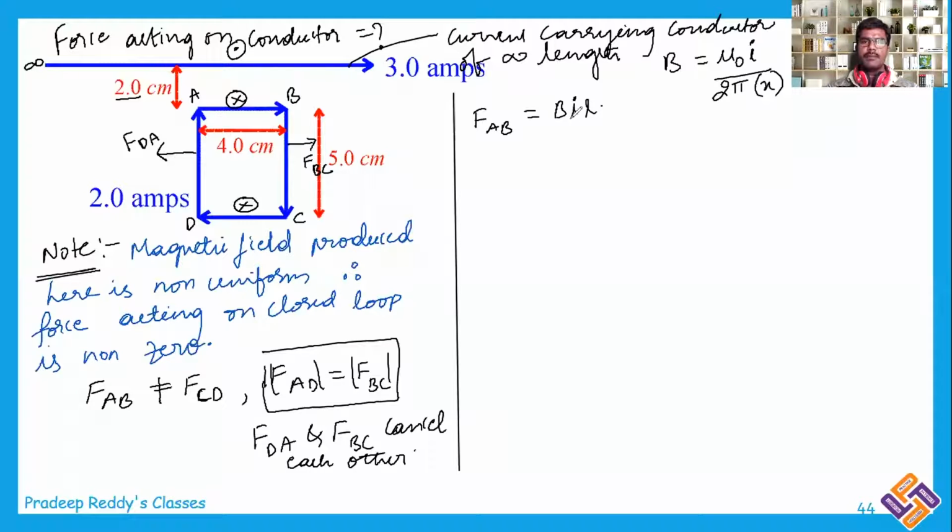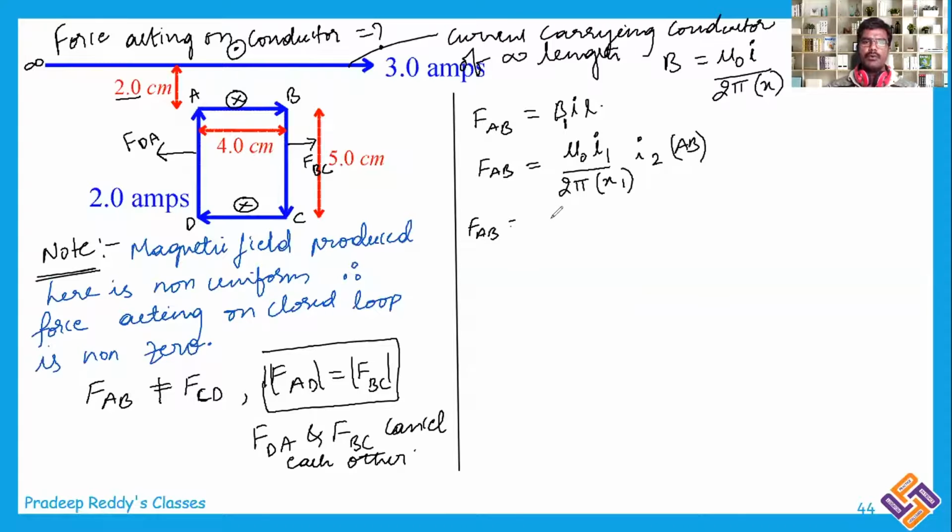Now, what is the magnetic field B? The magnetic field here, I name it as B1, is equal to mu naught I1 divided by 2 pi x1, into the current in the square loop, which is I2, and the length of the conductor, AB. AB length is 4 centimeter. That is the force acting on AB.